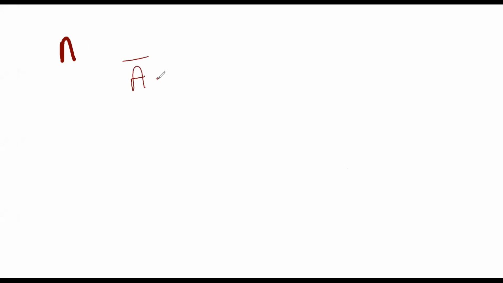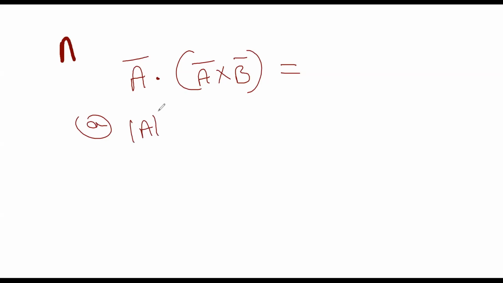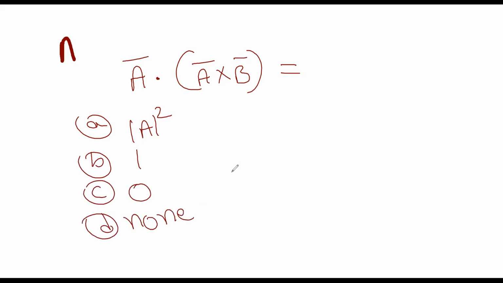What is A vector dot A cross B vector equal to? Options are mod A square, 1, 0, 1. What will be the answer for this?